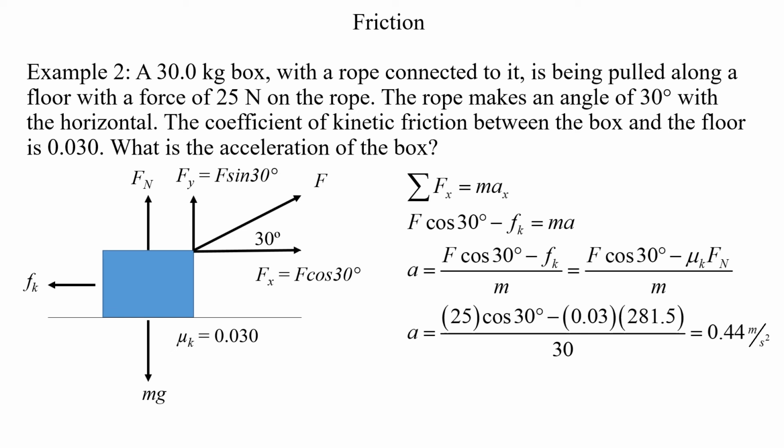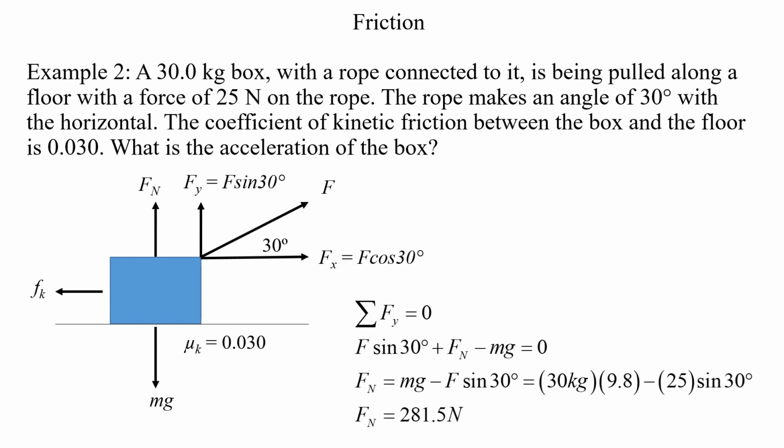Now we've got numbers for everything, so we can plug in the numbers. So our F is 25 newtons, cosine of 30, minus mu, which is 0.03, times the normal force, which we already found to be 281.5 newtons, divided by the mass 30, and we get 0.44 meters per second squared for the acceleration. Okay, so now we're done. But again, see, we're just applying Newton's second law, just like we did before.